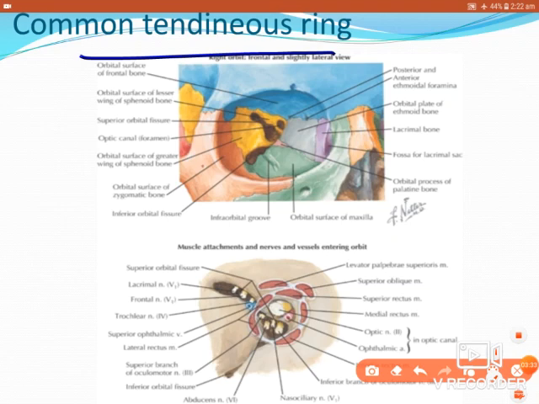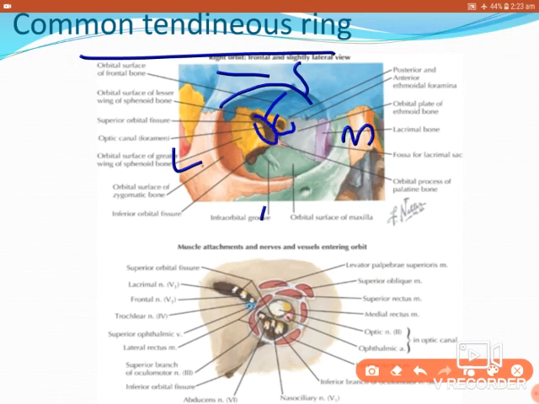See, this is the right orbit, anterior view. This is the base. Here this is the apex. This is the medial aspect. This is lateral, superior, inferior. See here in this apex you can see this is the optic canal in the lesser wing of the sphenoid. This is the superior orbital fissure. This is the inferior orbital fissure.